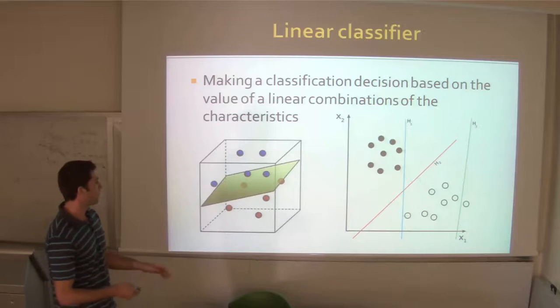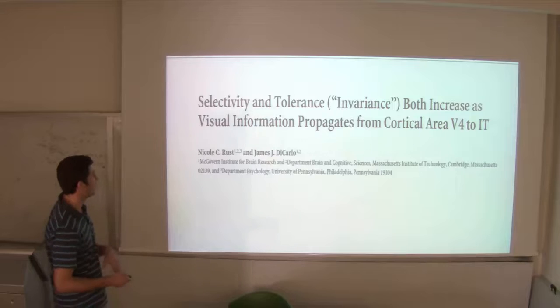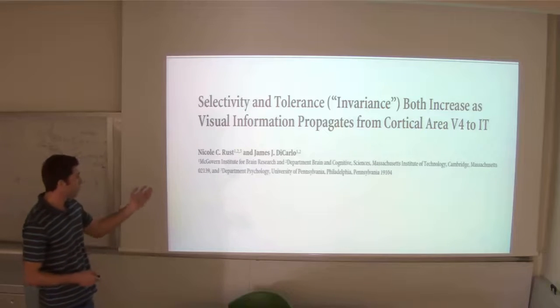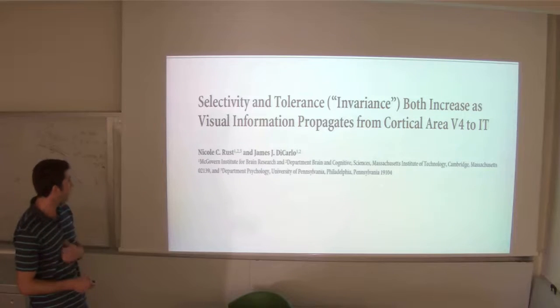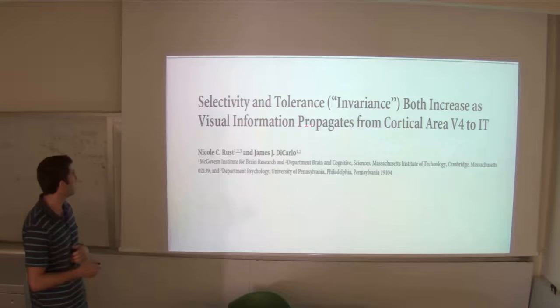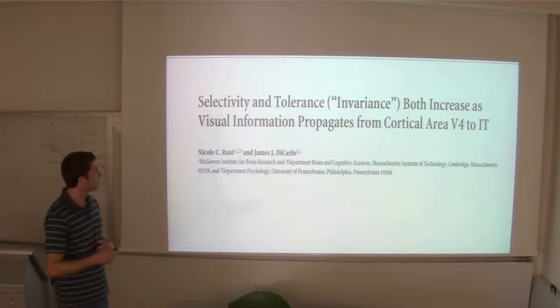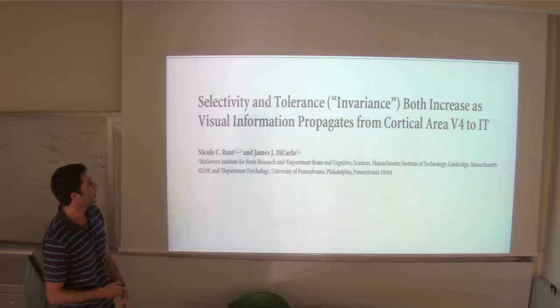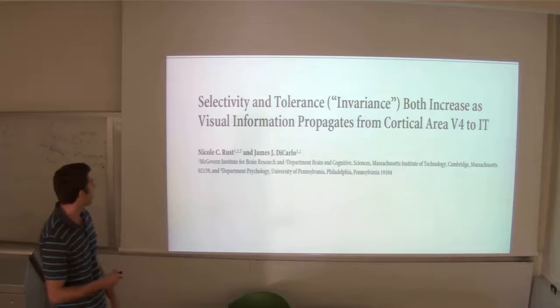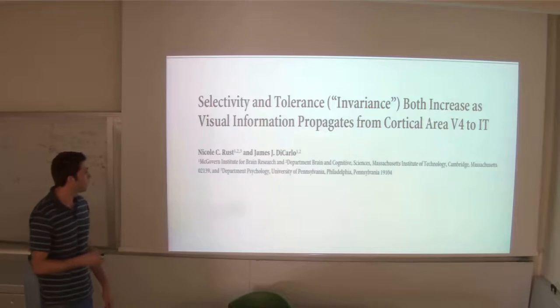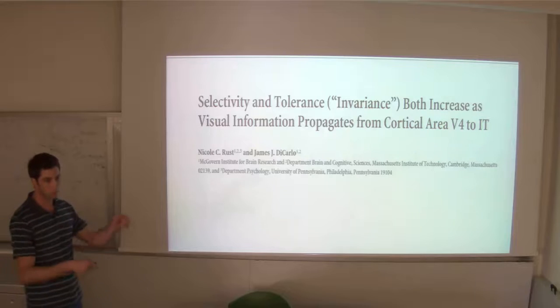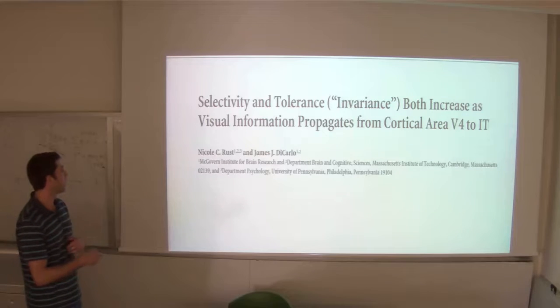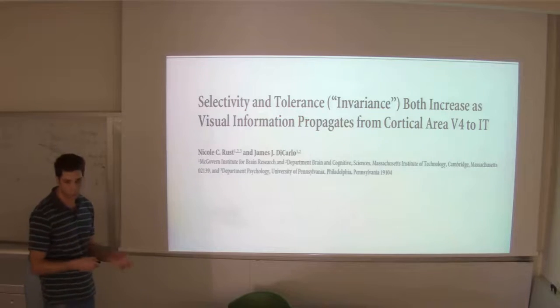Okay, now maybe we have sufficient tools to go into the next article from the same DiCarlo lab at MIT, where they showed that selectivity and tolerance, which is a different word for invariance, both increase as visual information propagates from cortical V4 to IT. Remember the hierarchy? Now they will try to show and quantify how these two properties increase.